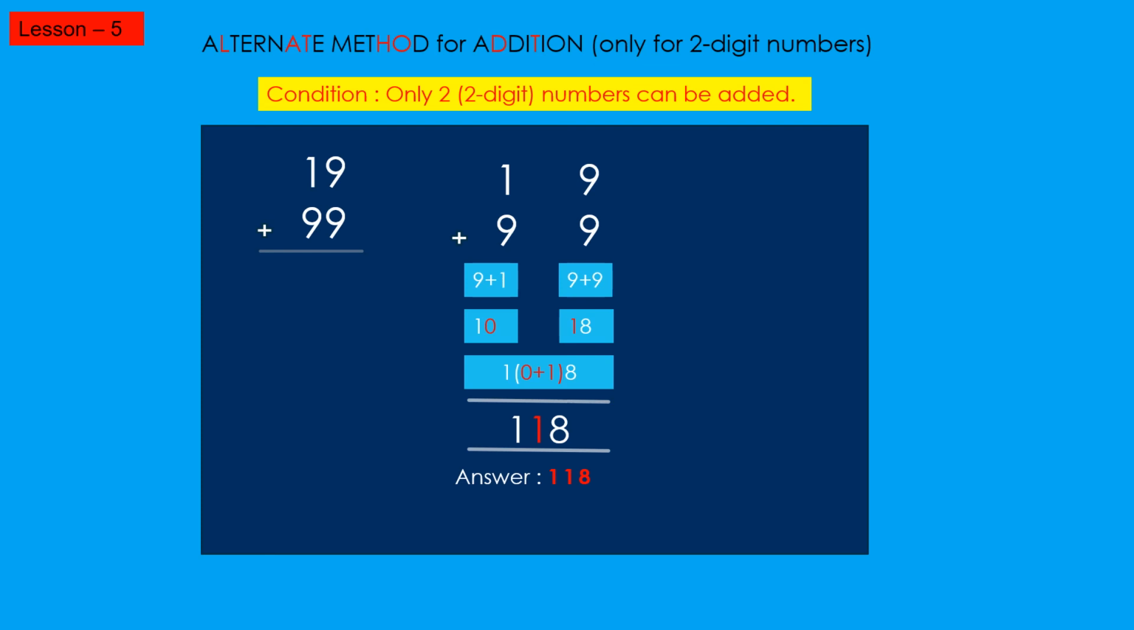One more example, 19 plus 99. So you add 9 plus 9, 18. 9 plus 1 is 10. 8 comes in your answer box and the middle two numbers are added. 0 plus 1 is 1. And then 1 comes here in the answer box and your answer is 118.